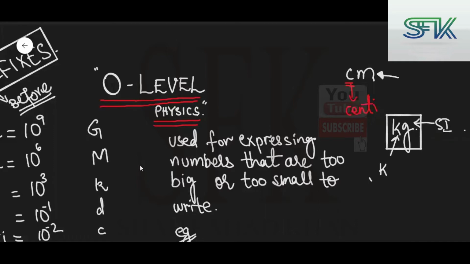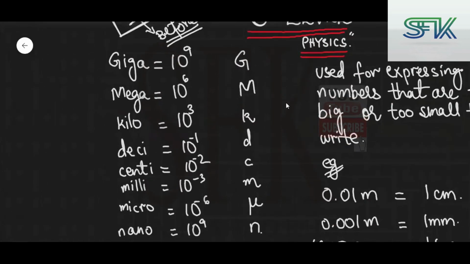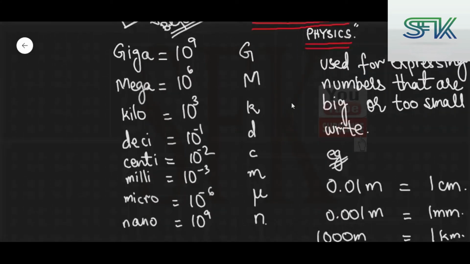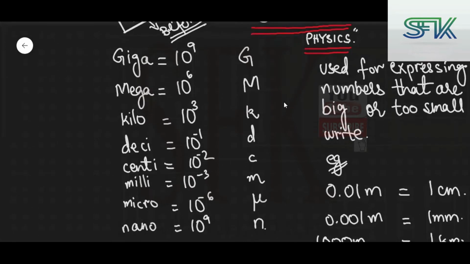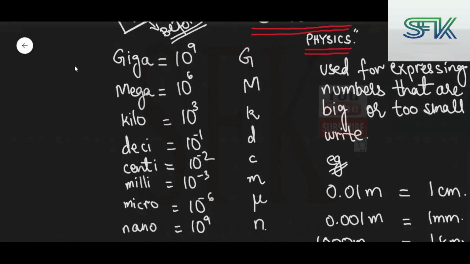Now, let's look at a few examples of prefixes that we'll be using throughout our O-level physics and even in A-level physics when you move on to it. So these are actually very important to understand. We'll start from the very first one. It's giga. Giga means 10 raised to the power of 9.